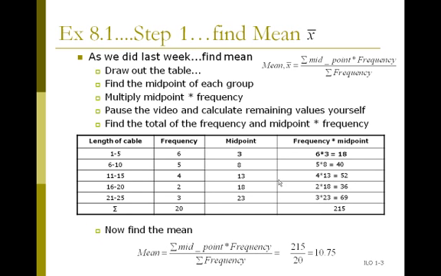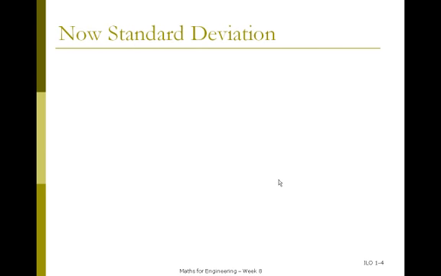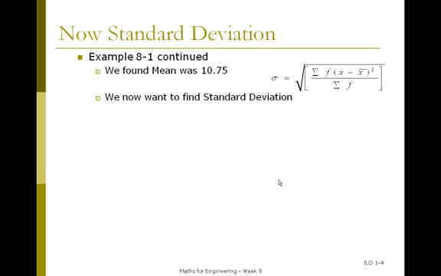At any stage, if you're unsure, go back in the video, play it again, and if you still have further questions, feel free to email myself or Glenn, or else ask any of your fellow students in the group. Now that we've calculated the mean, the next step is to calculate the standard deviation. We found in the last slide that our mean was 10.75. We now want to find the standard deviation using the formula there.